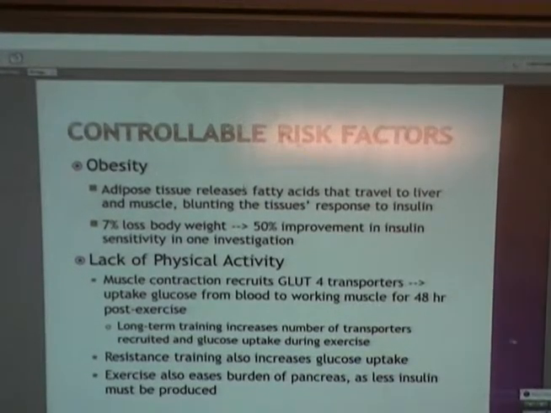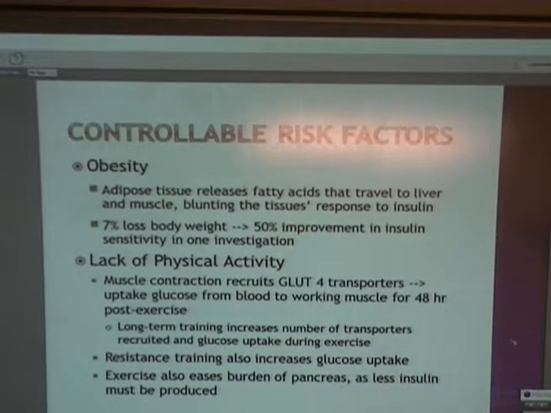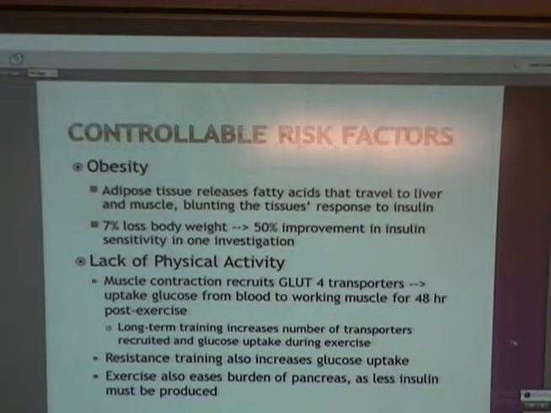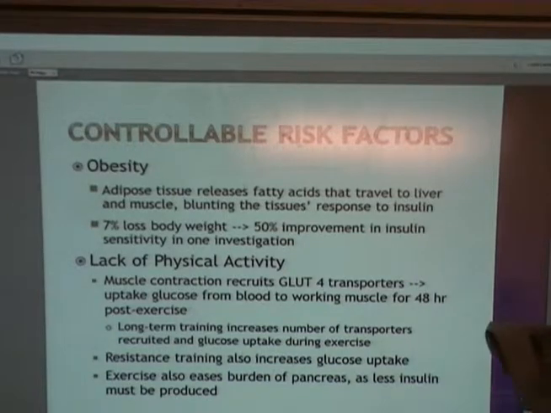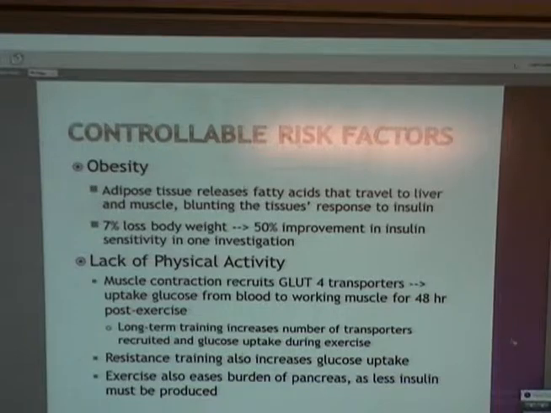So the adipose tissue releases fatty acids. Those fatty acids travel in the bloodstream to the liver and the muscle, and the fatty acids blunt the sensitivity of the membrane.